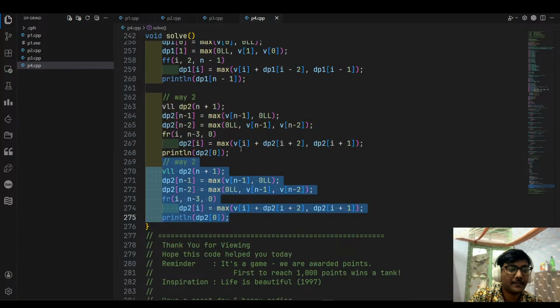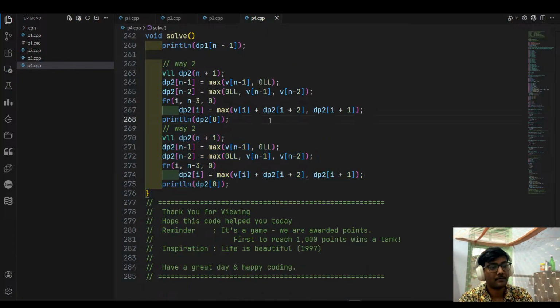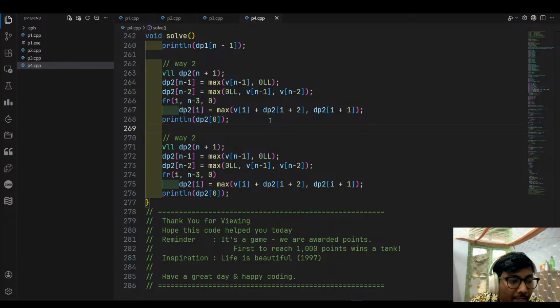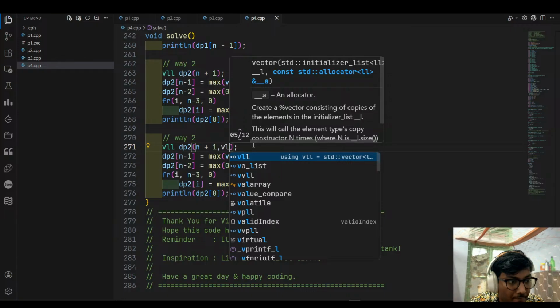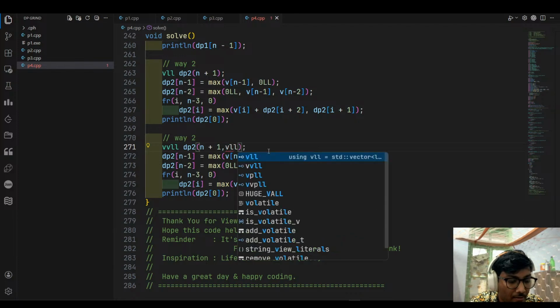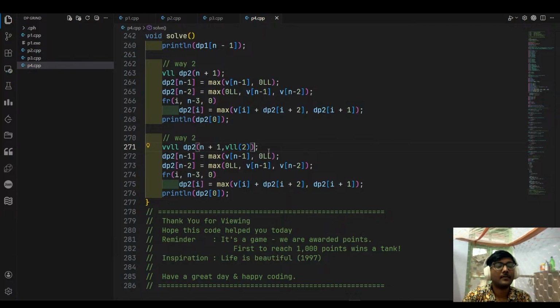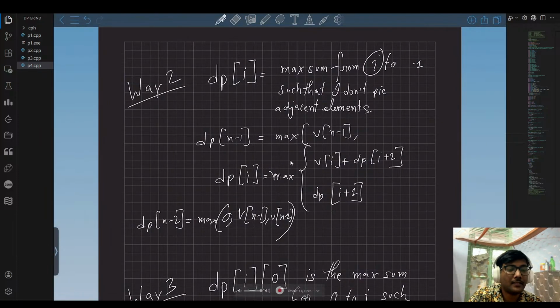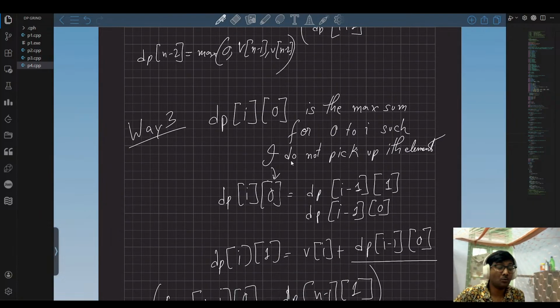Way 3 is a little bit different. Here we have defined our state 2D. So v of n, so v of n and maybe 2. So here we have defined dp as the maximum sum from 0 to i, such that I do not pick up the ith element.